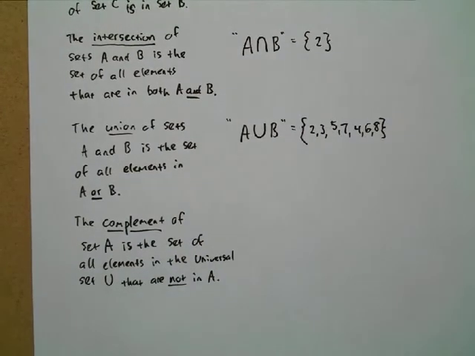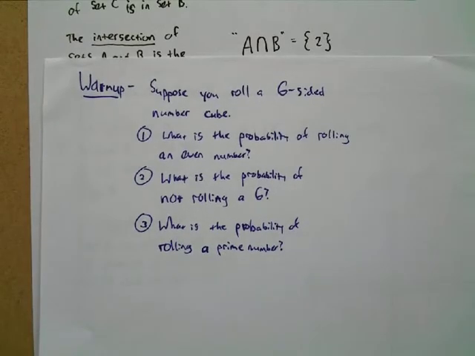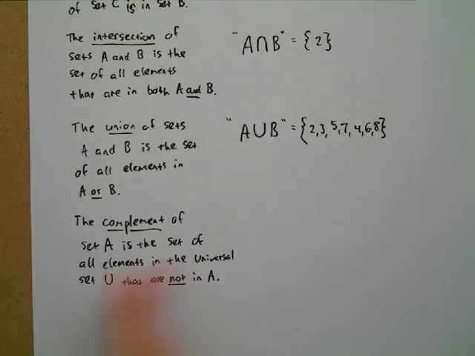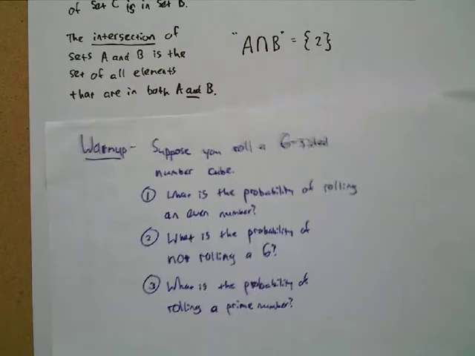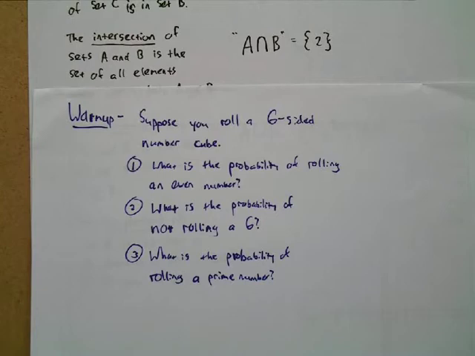Which probability up here, which probability that we did from the warm-up, involved using the idea of a complement? Where our answer was all the elements in the universal set that are not in A. Which number, 1, 2, or 3, used the idea of not? Maybe number 2, right? Okay.